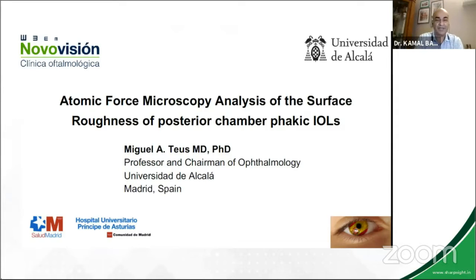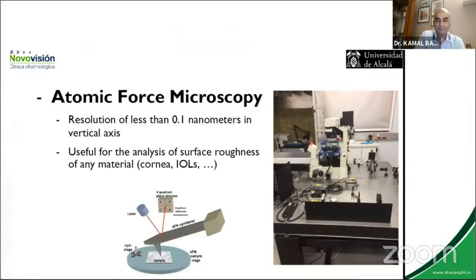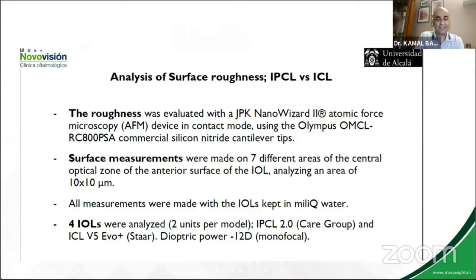This is a study done by Dr. Thiers, and he's a friend. He's in Madrid, so he shared this study. I also borrowed it from people in the company. He did an atomic force microscopic analysis of the surface of mainly ICL and IPCL in his lab, and the results were quite startling. He took 4 IOLs, of -12 each of IPCL and ICL. IPCL was version 2 and ICL was version 5.